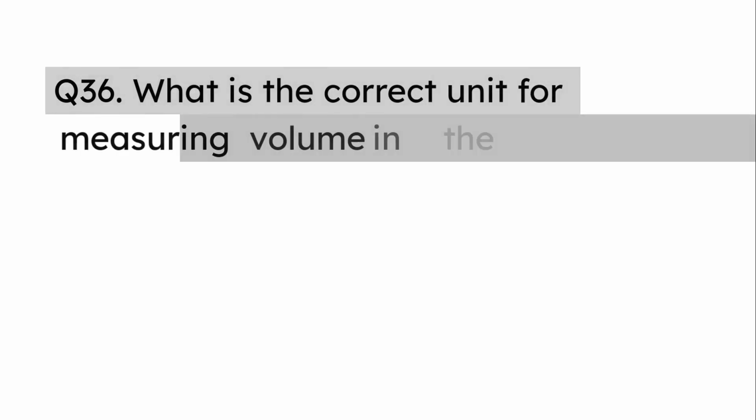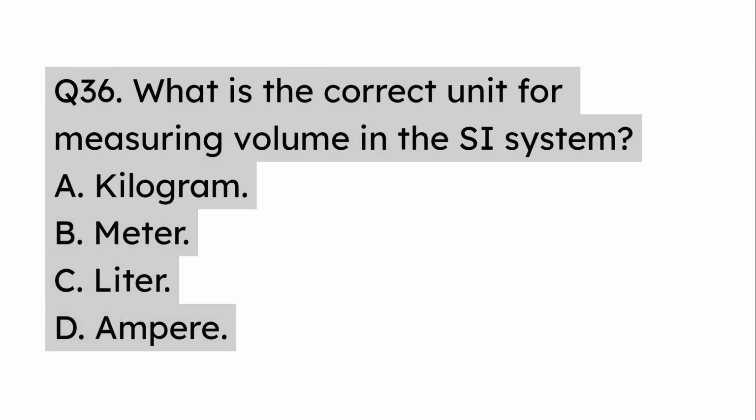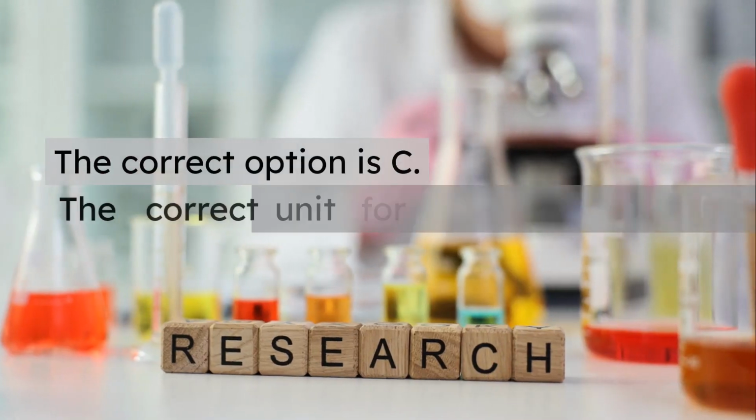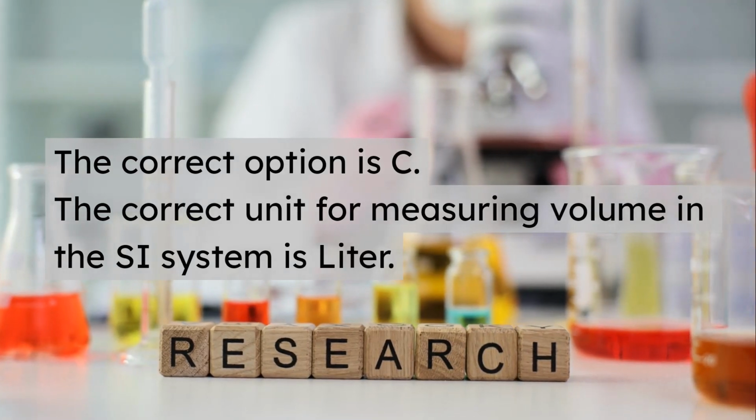Q36. What is the correct unit for measuring volume in the SI system? A. Kilogram. B. Meter. C. Liter. D. Ampere. The correct option is C. The correct unit for measuring volume in the SI system is liter.